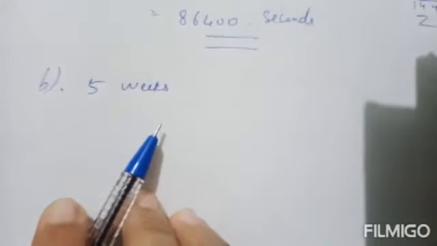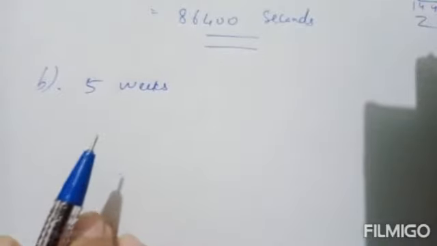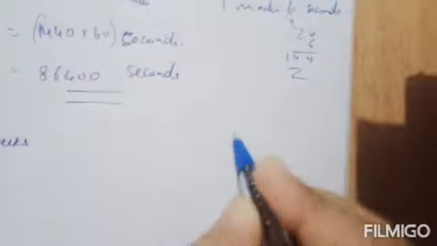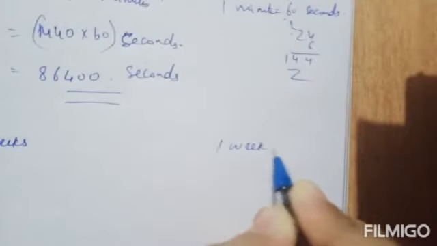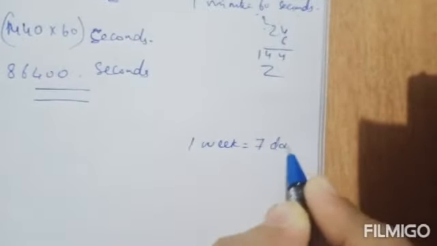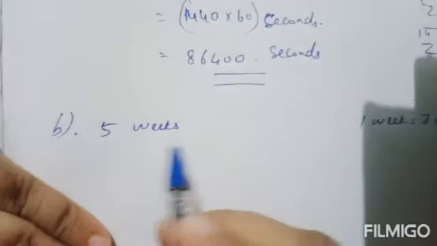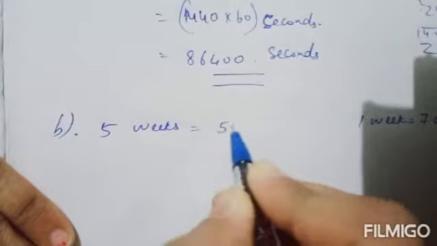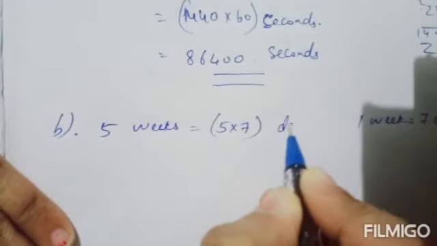Next, B: 5 weeks into seconds. 5 weeks you have to convert to seconds. So you know 1 week equals 7 days. So 5 weeks, how can you convert to days actually? It is equal to 5 into 7 days.